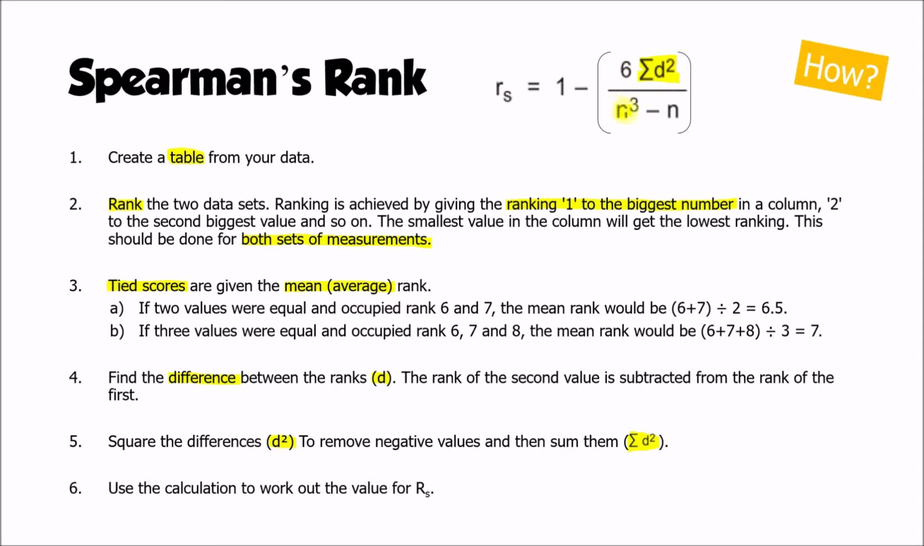N, in this case, as with all of our statistical examples, refers to the number of observations that we've got, so maybe the number of points that we visited along a river. So once we've worked out the sum of D squared, we can simply put that into the calculation, substitute the other numbers in, and then we have got our result.